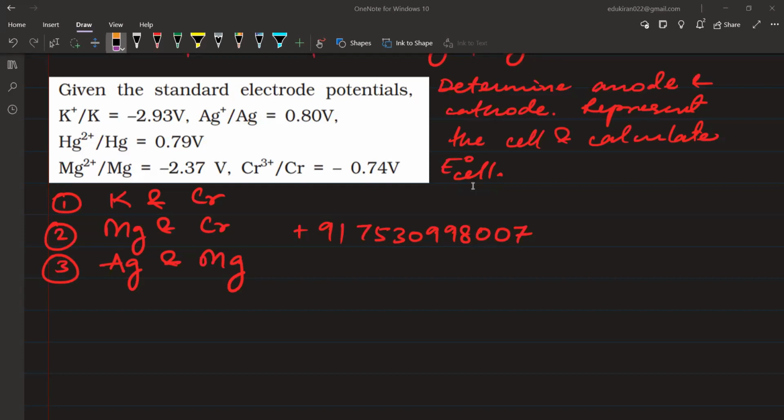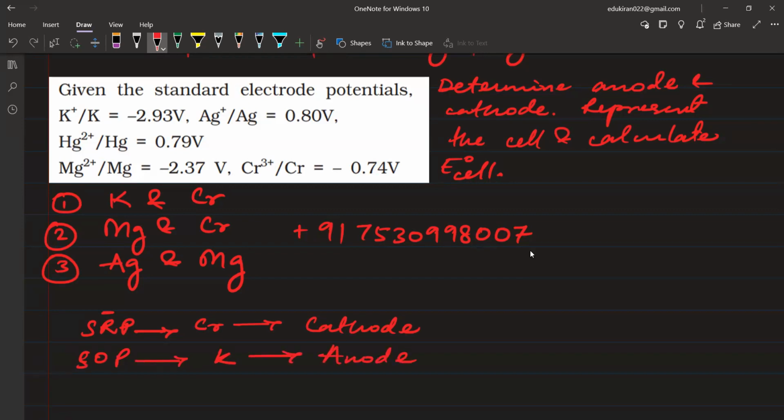SRP. हाँ बताइए किसका एसआरपी ज्यादा है, पोटेशियम और क्रोमियम? Tell me. Which is having higher SRP? Minus 0.74 volt. Chromium. Chromium is having higher SRP. So chromium will be cathode. Correct, because reduction happens on cathode. सही है. And SOP का ज्यादा SOP, पोटेशियम का ज्यादा है, so potassium will be at anode.